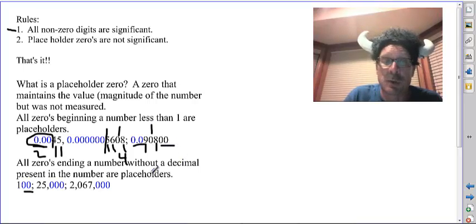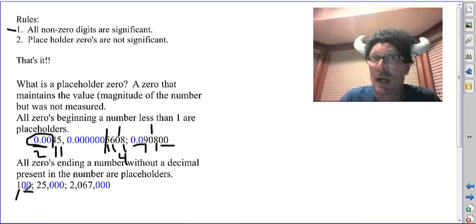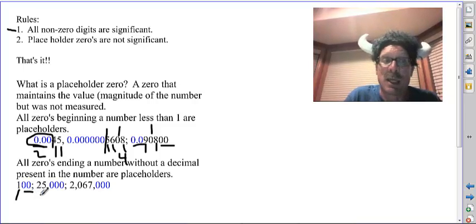Well, let's first go look at this rule and then come back. Zeros ending a number on the right hand side without a decimal are placeholders. You need the decimal to tell you accuracy. Okay? So here we have 100. The 1 is a significant digit because it's non-zero, but these two zeros without the decimal just tell you this number was rounded to 100. Okay? That's as accurate as you can get it as one significant digit.